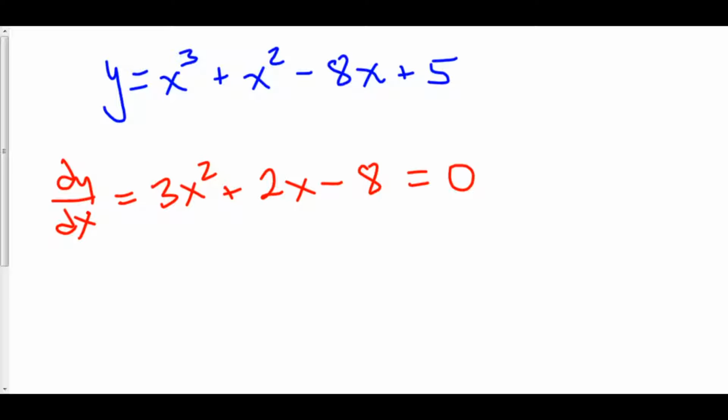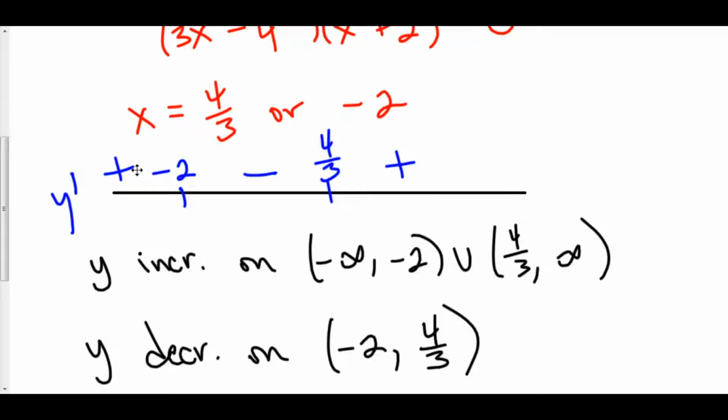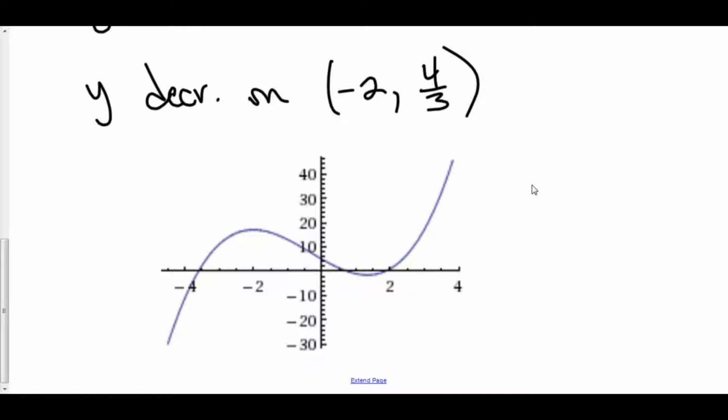Furthermore, we can conclude that y is increasing on the interval from negative infinity to negative 2 union 4 over 3 to infinity because y prime is positive in those areas. And y is decreasing on the interval from negative 2 to positive 4 over 3. And there's our analysis. I graphed this equation on wolframalpha.com and it looks like this.